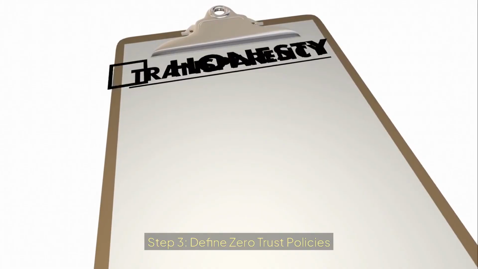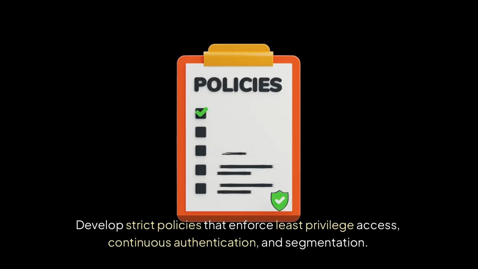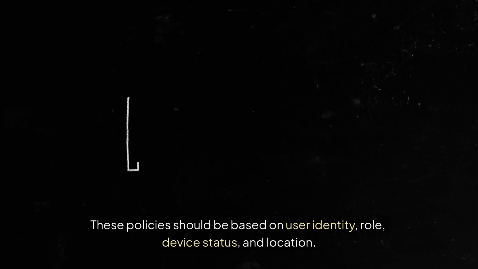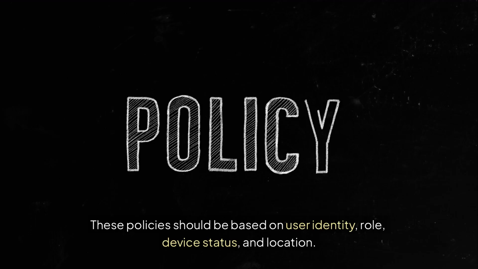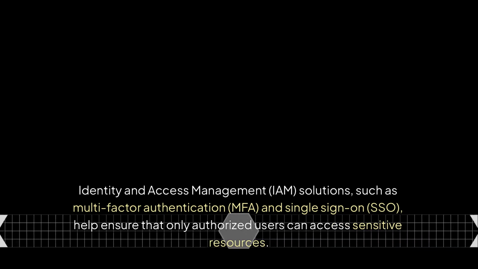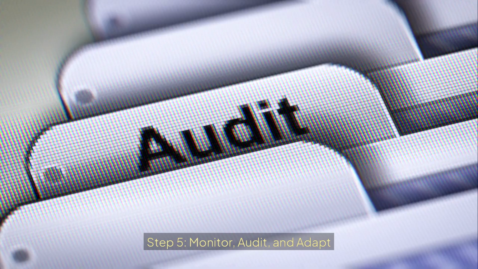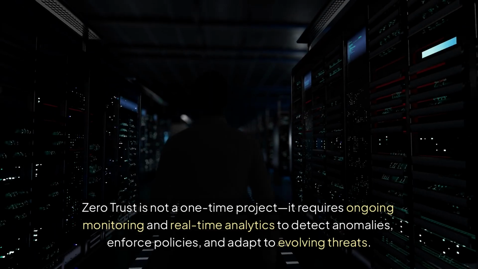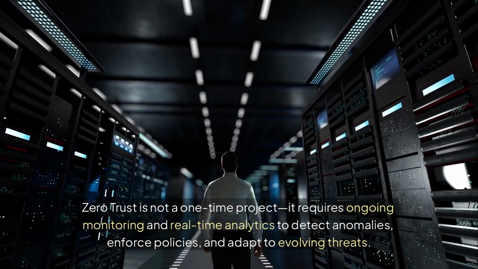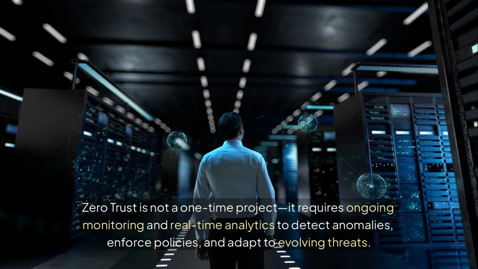Step 3. Define Zero Trust policies. Develop strict policies that enforce least privilege access, continuous authentication, and segmentation. These policies should be based on user identity, role, device status, and location. Step 4. Implement identity-centric security. Identity and access management (IAM) solutions, such as multi-factor authentication (MFA) and single sign-on (SSO), help ensure that only authorized users can access sensitive resources. Step 5. Monitor, audit, and adapt. Zero Trust is not a one-time project. It requires ongoing monitoring and real-time analytics to detect anomalies, enforce policies, and adapt to evolving threats.